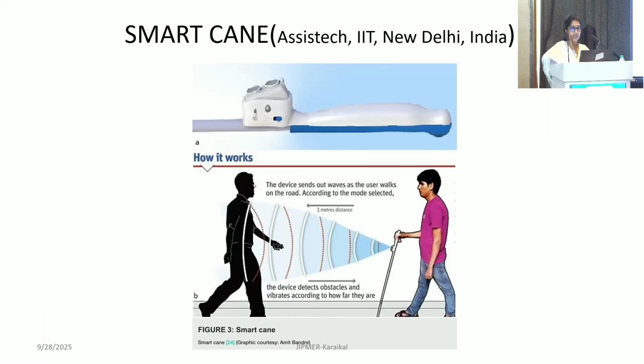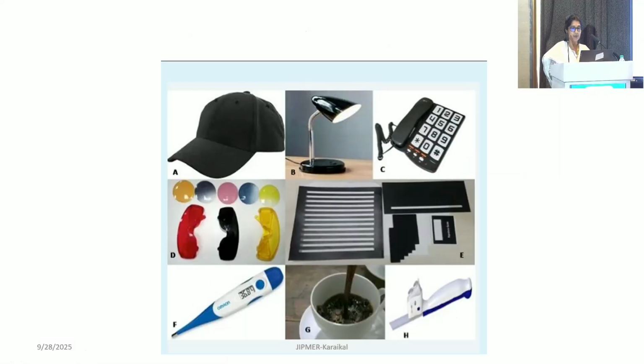This is something interesting which I found. That's a smart cane. This was developed by our own people from IIT New Delhi. It's just an attachment to the regular long cane that they can have. With this cane, when they come across an object at around 3 meters outdoors, and indoors up to 1.8 meters, it immediately starts vibrating. It detects the obstacles and vibrates according to how far they are. So if you're reaching some bench or a table in between, it will start vibrating.